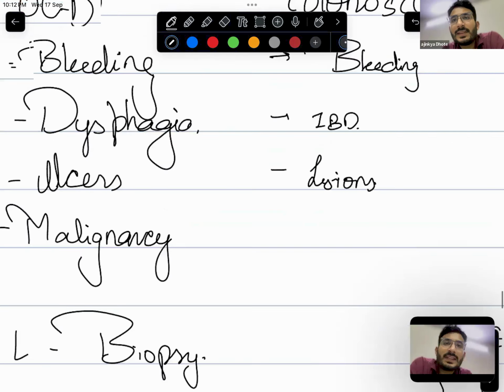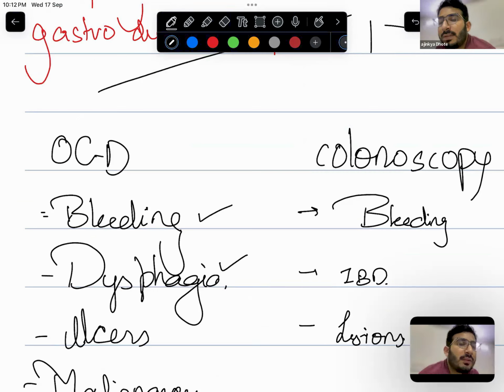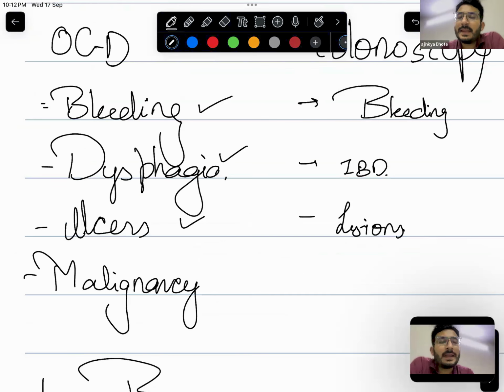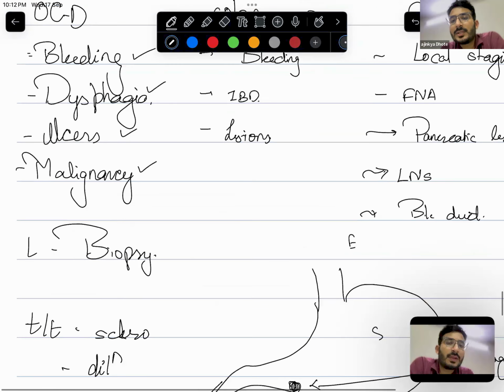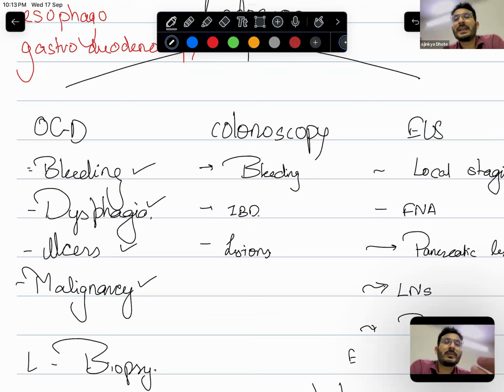What are the indications of upper GI scopy? There's bleeding, hematemesis. Okay, there's dysphagia, usually seen in esophageal lesion, can be benign, can be malignant. There can be ulcers, you all know, can be benign, can be malignant, and if it's malignancy, you have to do something that is biopsy. Okay. Again, if there's bleeding, you can do therapeutic procedures to control the bleeding. There are multiple things known as banding, EVL.